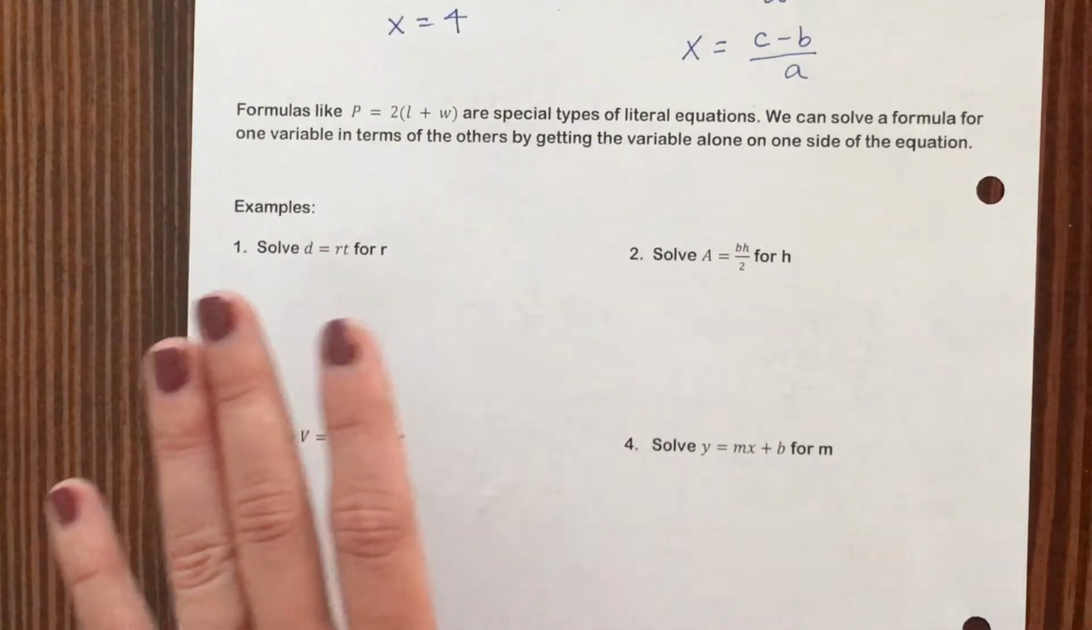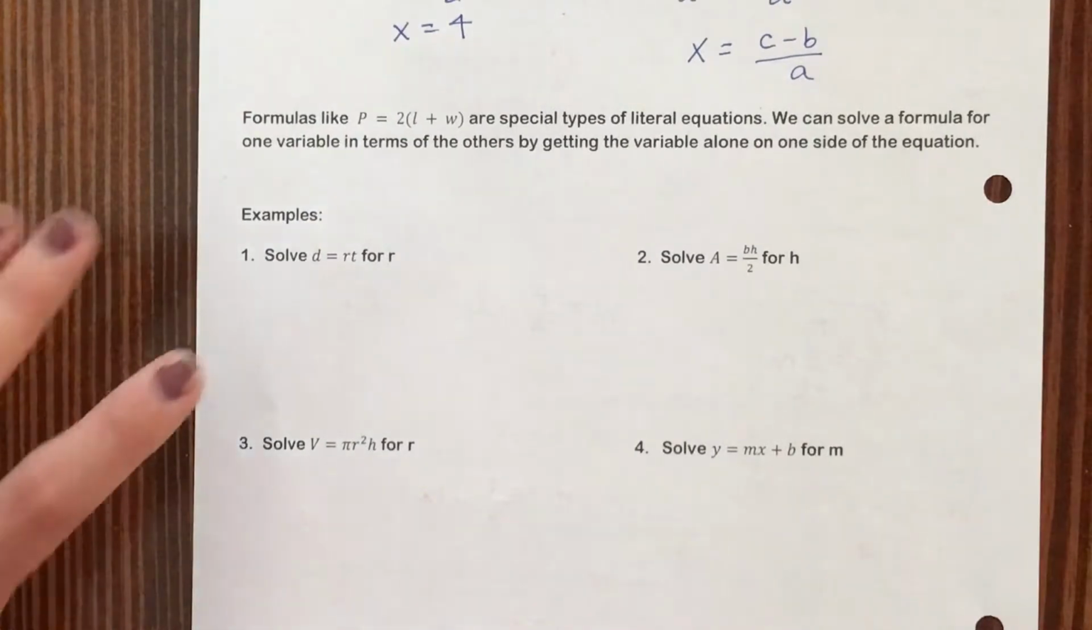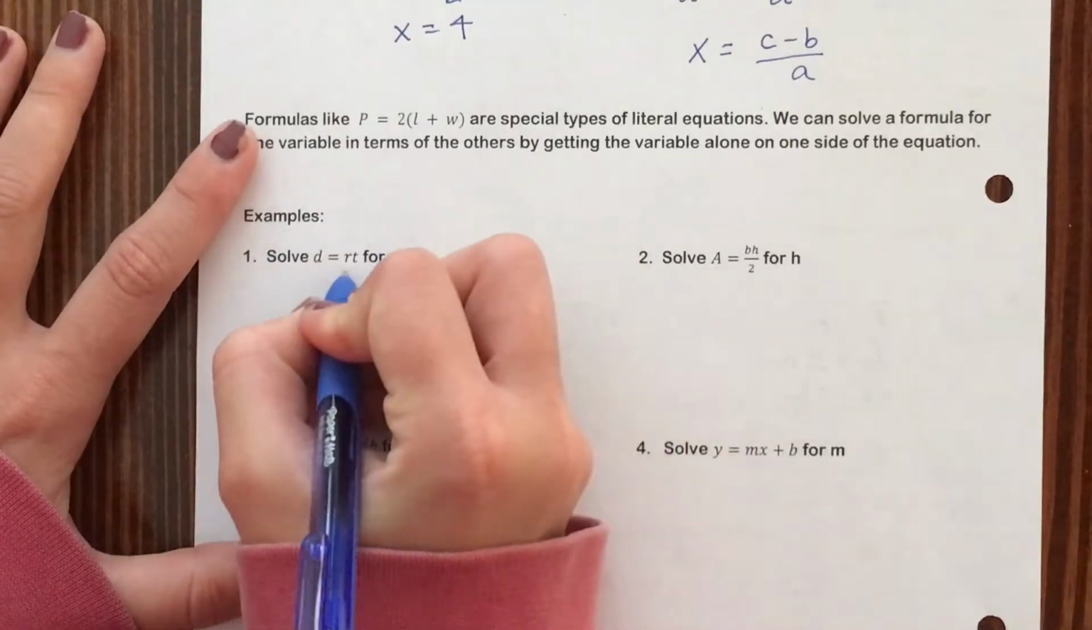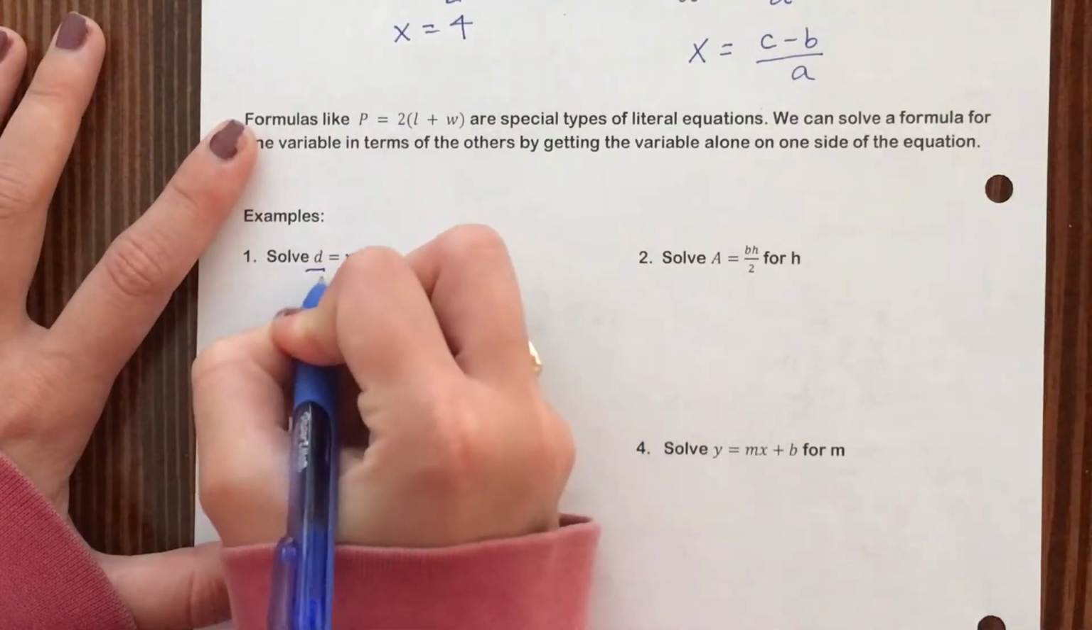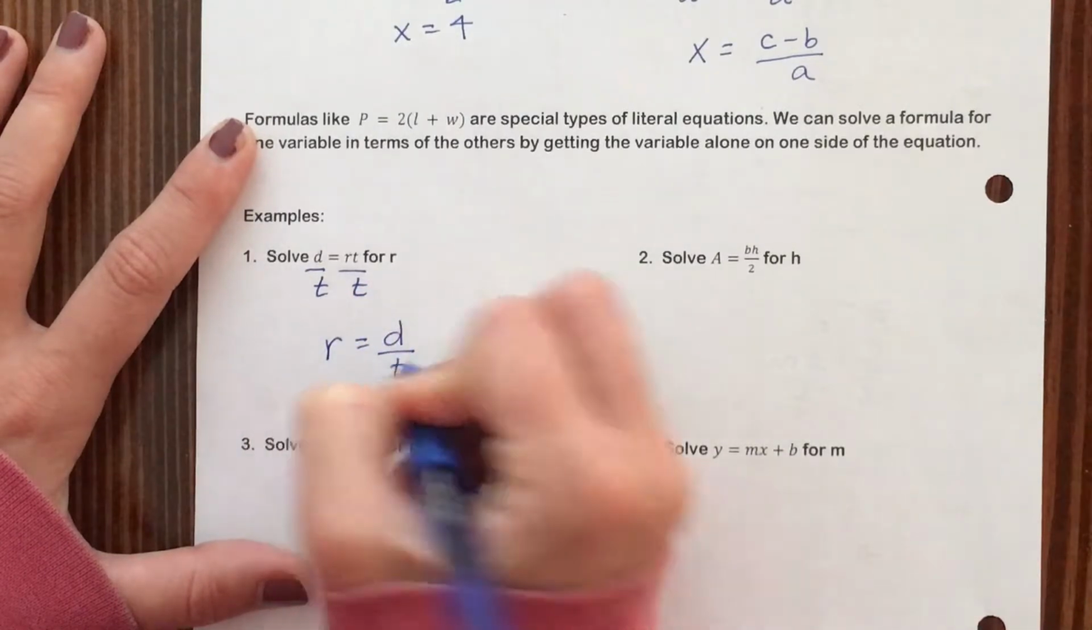So I'm just going to go through these 4 examples, and then Monday we'll practice in class, and Tuesday we'll have a quiz on literal equations. Number 1 is that formula we used the other day, distance equals rate times time, and it says solve for R. So because I'm multiplying rate times time, I'm just going to divide both sides by T, and so I get R equals D divided by T, and that's it.